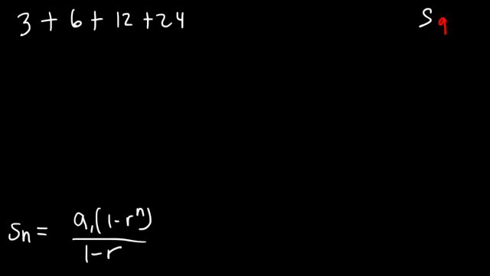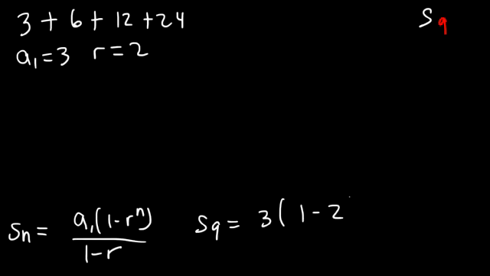So we've got to find, let's see, all we need is the first term and r, and we can find the answer. The first term is 3, and the common ratio, 6 divided by 3 is 2, 12 divided by 6 is 2, and so forth. So now we can find S of 9. So that's the first term, which is 3, times 1 minus 2, raised to the 9th power, divided by 1 minus 2.